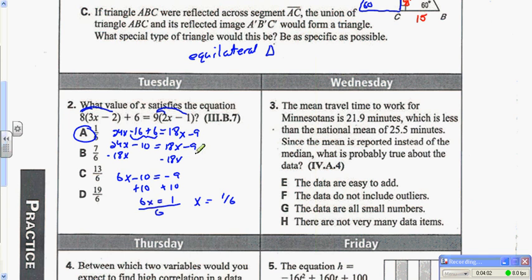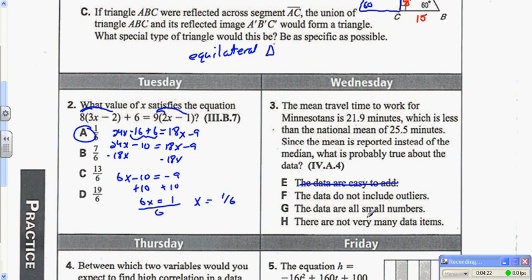Alright, let's look at our options. The data are easy to add. Well, that makes no sense because every data set is going to be easy to add. The data do not include outliers. Possibly, we'll think about that. The data are all small numbers. Not quite sure what that means.